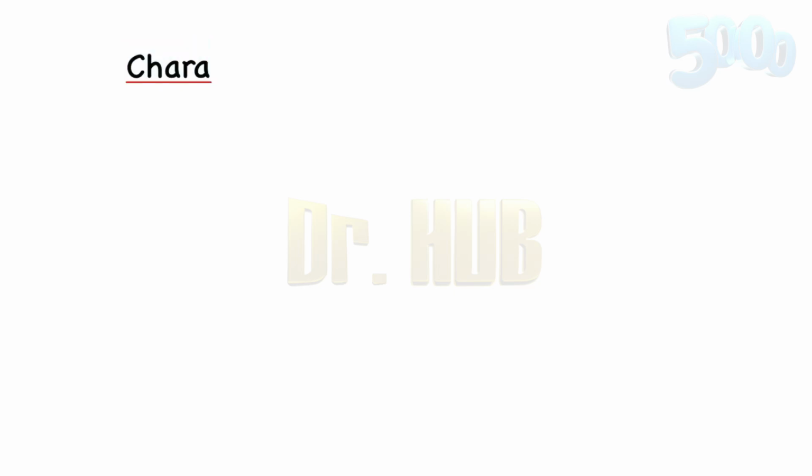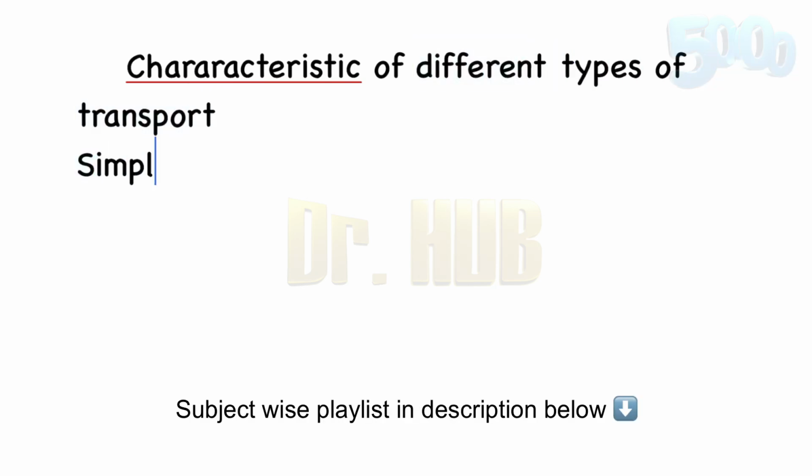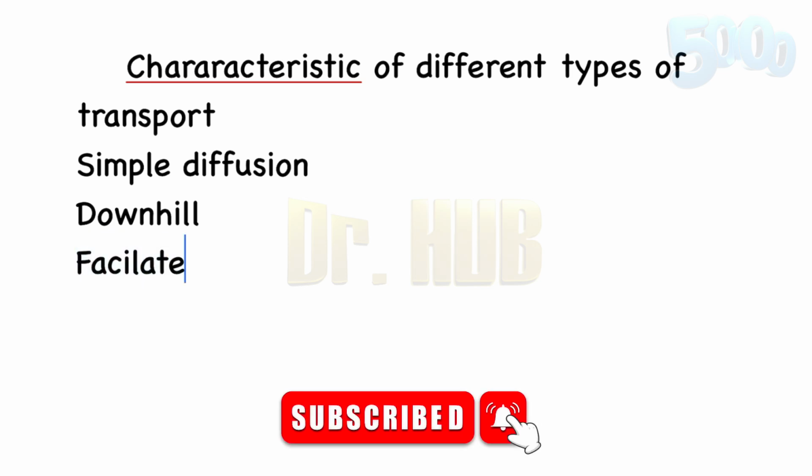Characteristics of different types of transport. The first one we are looking at is simple diffusion. In simple diffusion, the electrochemical gradient is going to be downhill. Is it carrier mediated? No. Is metabolic energy used? No. Is it sodium gradient dependent? No. And then we move on to the facilitated.